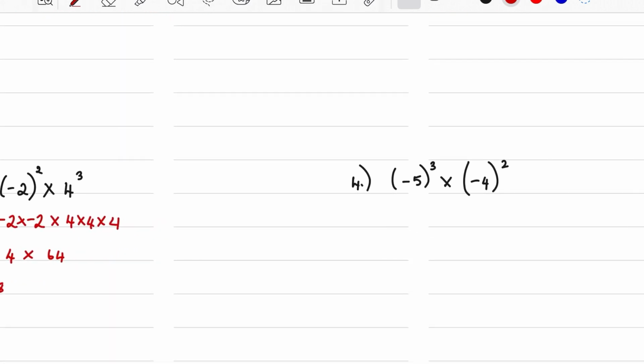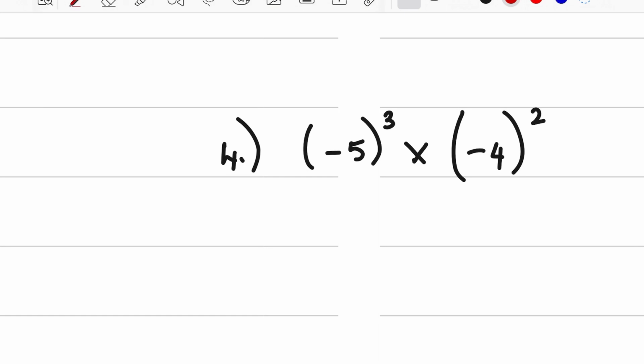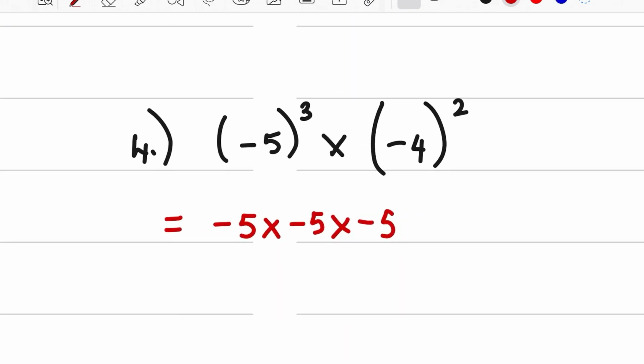And finally, let's move on to question 4. Question 4 says minus 5 cubed multiplied by minus 4 squared. So this is going to be minus 5, again, we're expanding because they ask us to. So minus 5 times minus 5 times minus 5 multiplied by minus 4 multiplied by minus 4. This is not necessary to do in your working when you're working out these questions, but the question asks specifically for it, so we need to answer as the question asks. So minus 5 cubed, a negative base raised to an odd power, your answer is negative. And 5 cubed is 125.